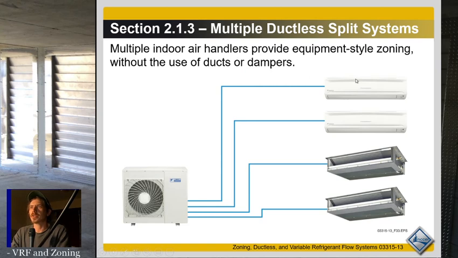Multiple indoor air handlers provide equipment style zoning without the use of duct or dampers. So this would be your multi-splits, or whatever you want to call them, where you have multiple line sets that go inside to each unit. So there'll be a manifold on the outside that hits multiple individual units from the manifold. But each one of these units still has its own line set, whereas in VRF, if you remember what we were talking about, the line set goes to a branch box first, and then they all go back to the unit. Those are two different kinds of setups, although these mini splits are starting to more and more resemble VRF.